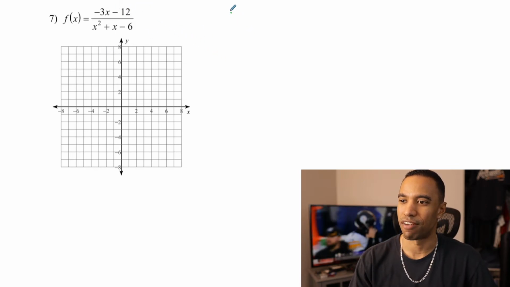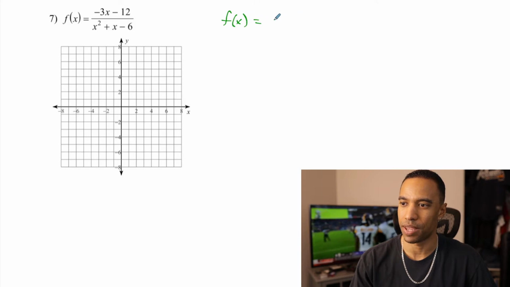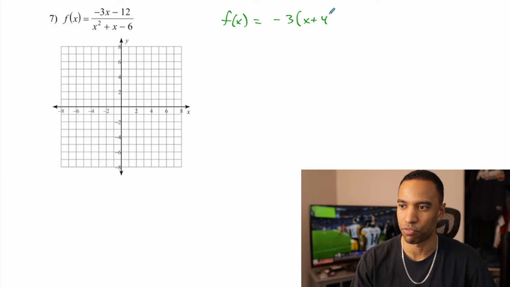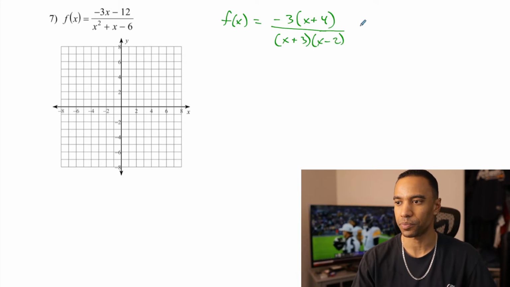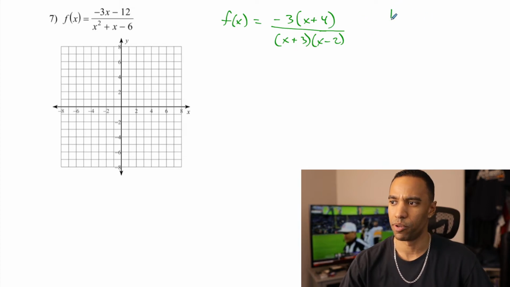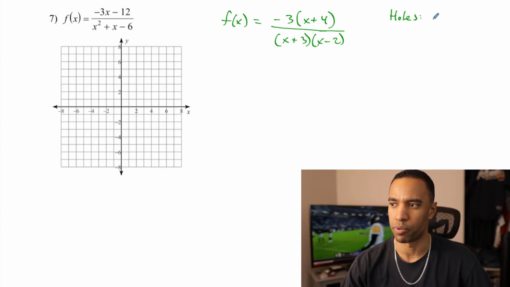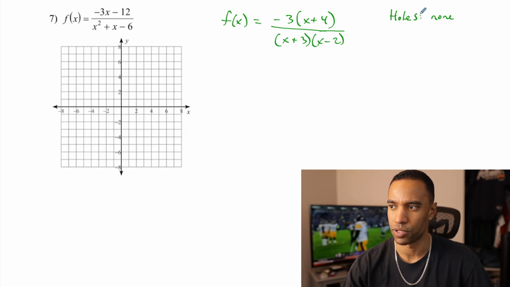All right, number 7. Let's factor a -3 out from the top. You're left with x plus 4. Let's factor the bottom into x plus 3 times x minus 2. Once again, nothing to cancel. We've been without holes for a while. Maybe number 8 will present us with holes.